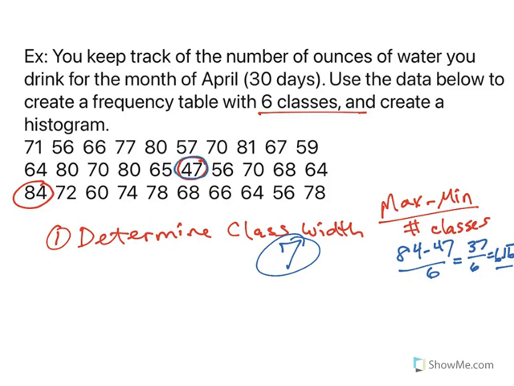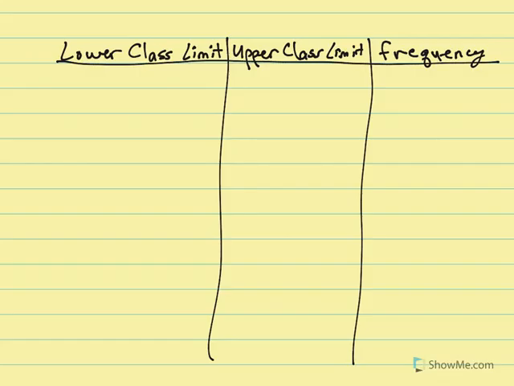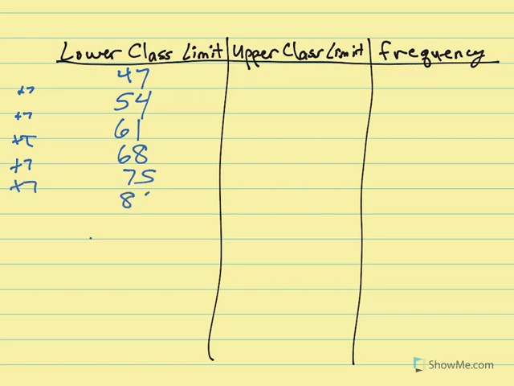Remember, our minimum number is 47. So my lower class limit will always start with your smallest number. Now, my class width is 7. So the trick is I'm going to add 7 to get my next lower class limit. So 47 plus 7 is 54. Plus 7 is 61. Plus 7 is 68. Plus 7 is 75, and plus 7 is 82. Now, that's my 6 classes right there.